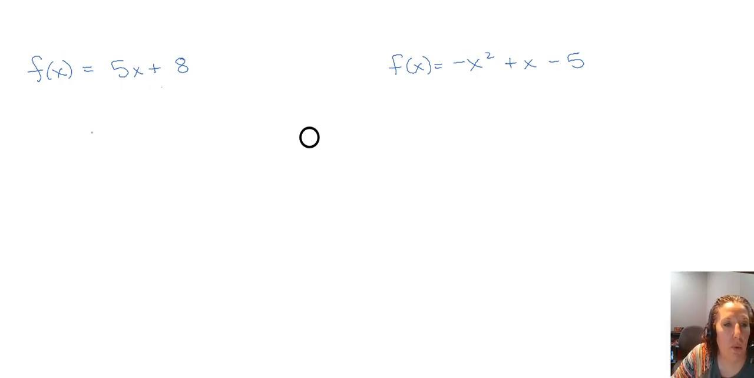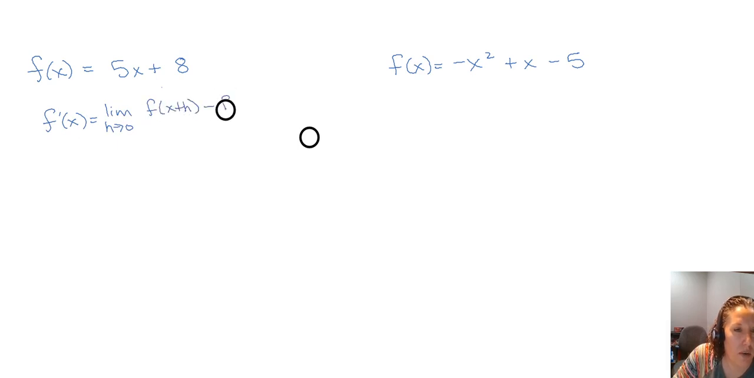Hello, in this video we're going to look at the limit definition of the derivative for some polynomial functions. So the first function we're going to look at is f of x equals 5x plus 8. The definition of the derivative f prime of x is the limit as h approaches 0 of f of x plus h minus f of x all over h.